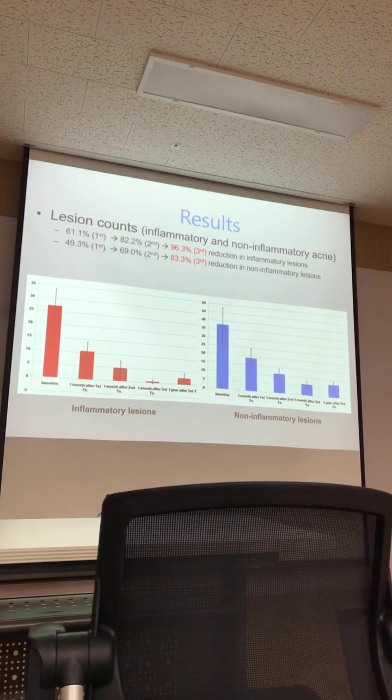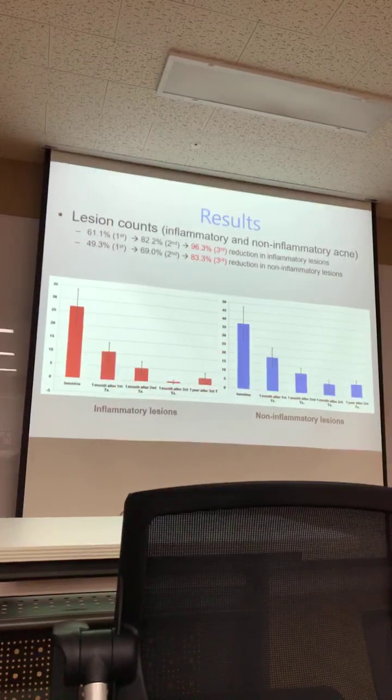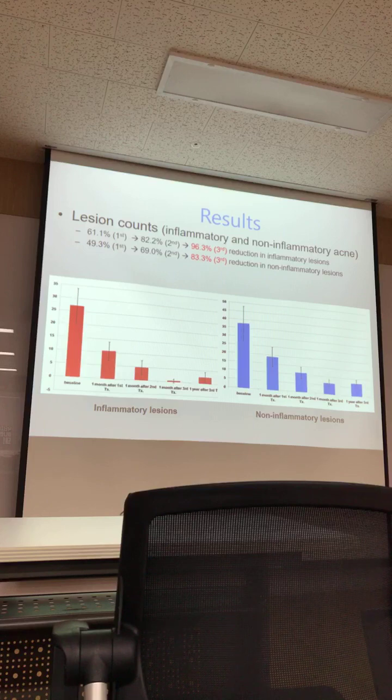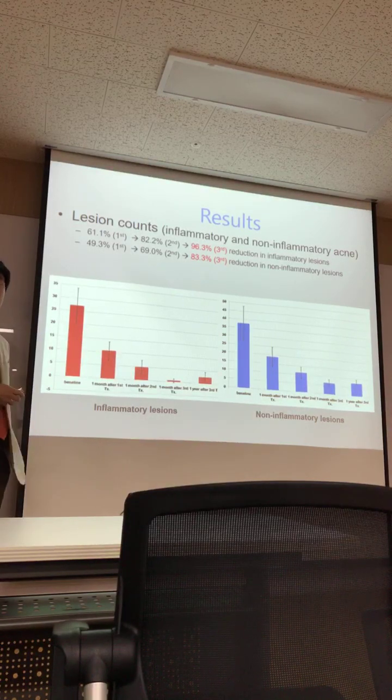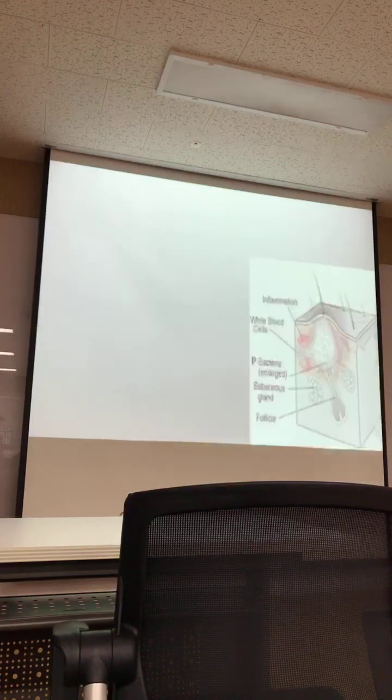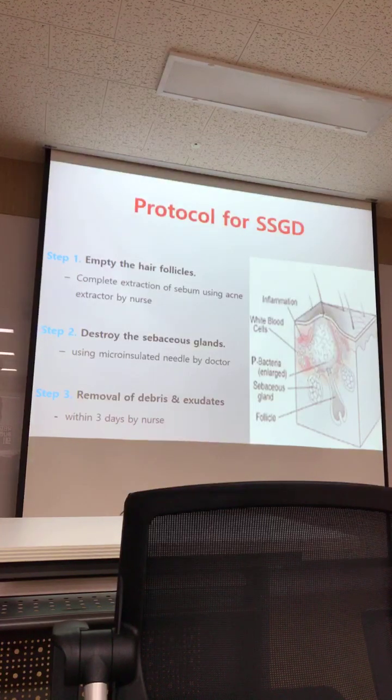We counted the number of lesions before, after 1 time, after 2 times, 1 month after the 3rd time, and 1 year after the 3rd time. You can see after the 3rd session, about 90% of the inflammatory acne is reduced. This is a very remarkable result. And this is the protocol for the selected sebaceous gland destruction by Agnes.